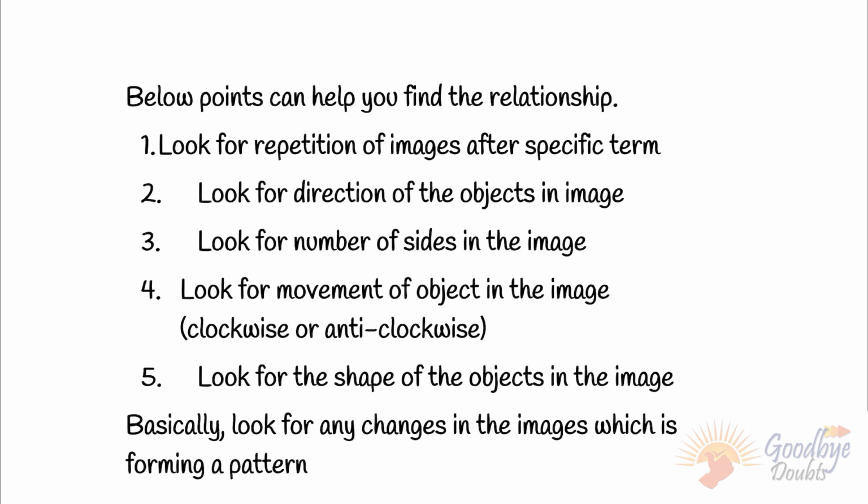Although there is no specific rule for the relationship, the points below can help you find it. We'll start by looking for the repetition of images after a specific term. Many times you will find a few images, and after that the same set of images is repeated. That way you can find out which image should come in the place where it is missing. Next, we have to look at the direction of the image or the direction of the objects in the image.